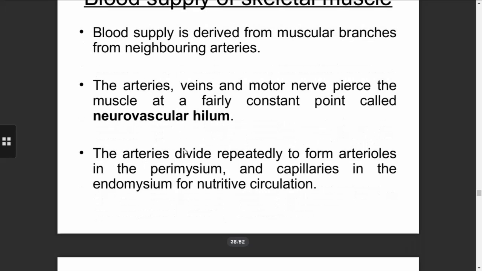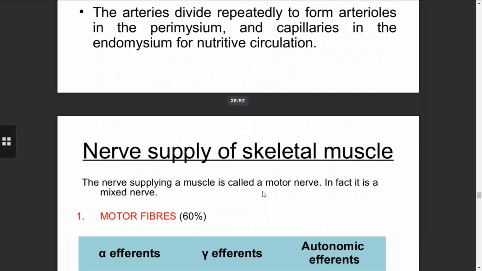The arteries in the perimysium rapidly divide to form arterioles and capillaries in the endomysium for nutritive circulation.